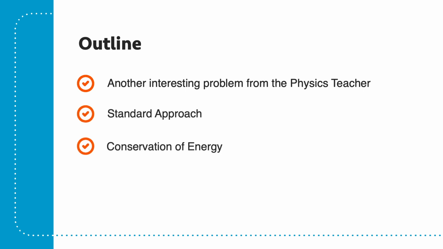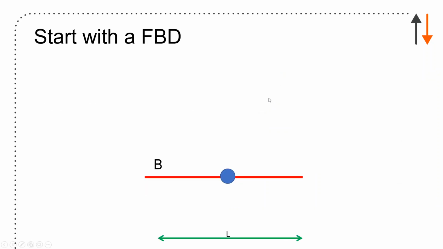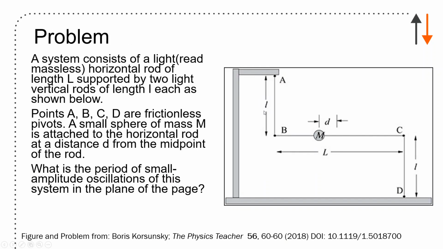I modified their conservation of energy approach to look at the approach we use in the course. So the system is kind of complex looking, consists of a light, massless, horizontal rod of length L, supported by two light rods of length L. So right here, one rod, and over here, another rod.